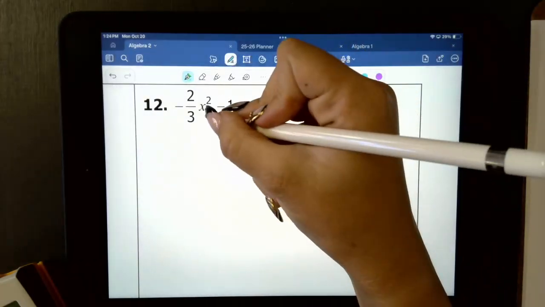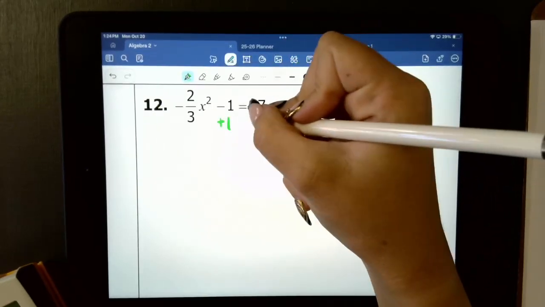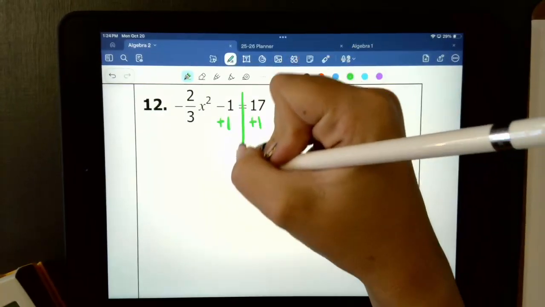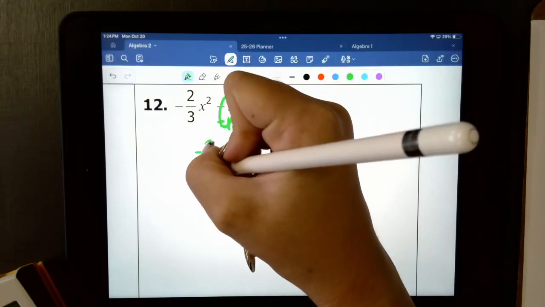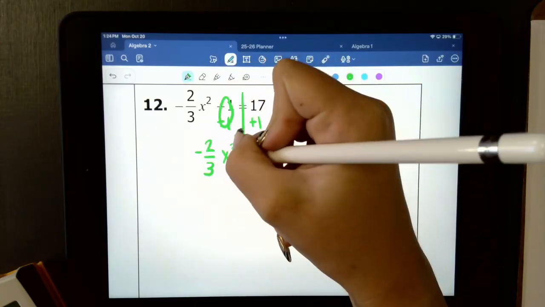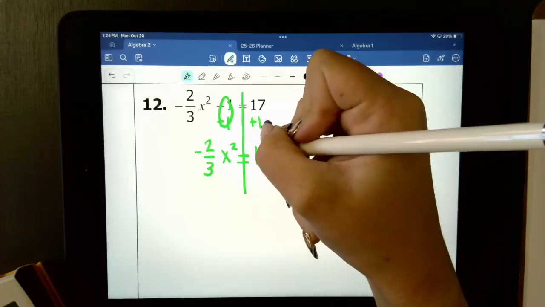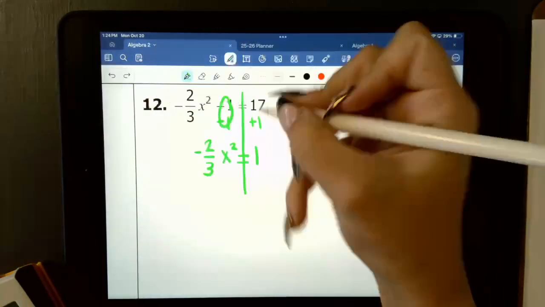So on this one, we're going to add 1 on both sides. So that goes to 0. We're left with negative 2/3 x squared equals 16. Oh, 18. Yep, sorry. I've been used to subtracting this whole time.